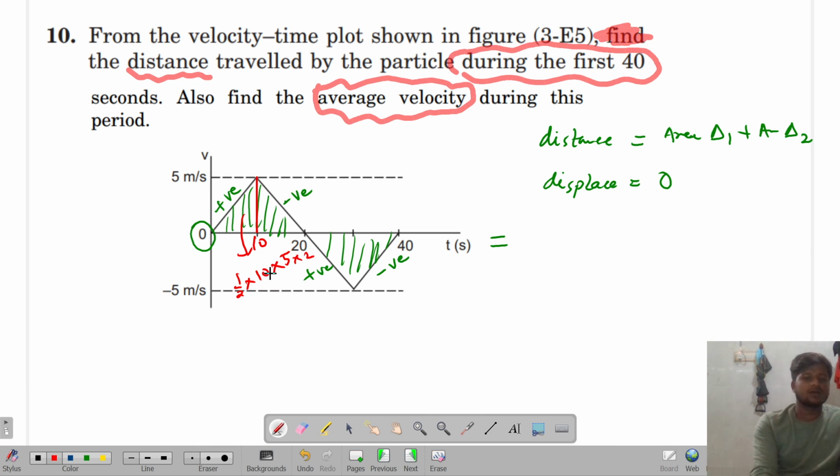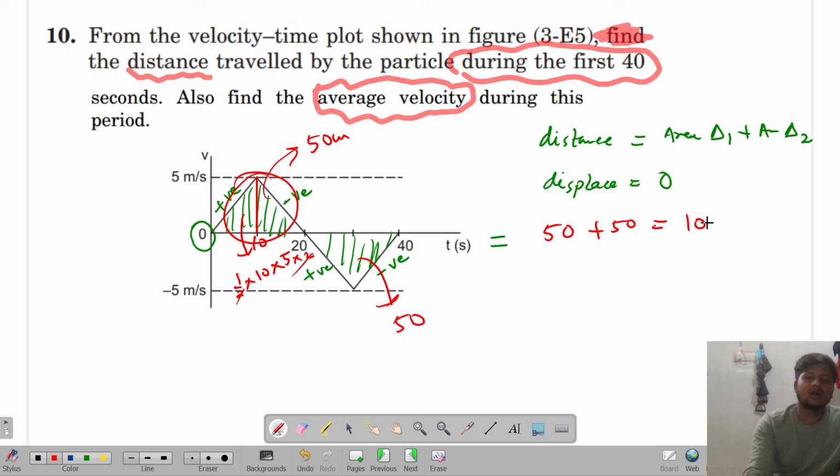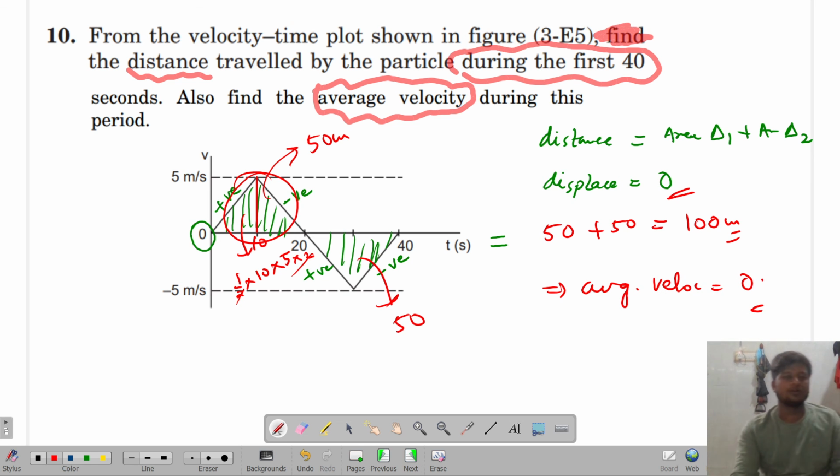So what will you get? 50 over here, the 2 will get cancelled. 50 for this whole triangle. So similarly here also you will get 50. So the distance traveled is 100 meters, yes or no? Now displacement is 0. That means the average velocity of the particle is going to be 0. Yes or no? So this is your answer. Are you able to get me or not?